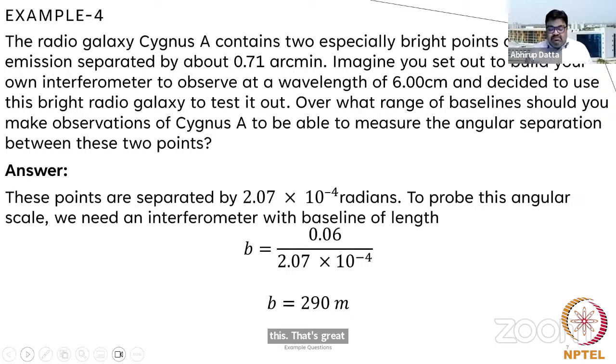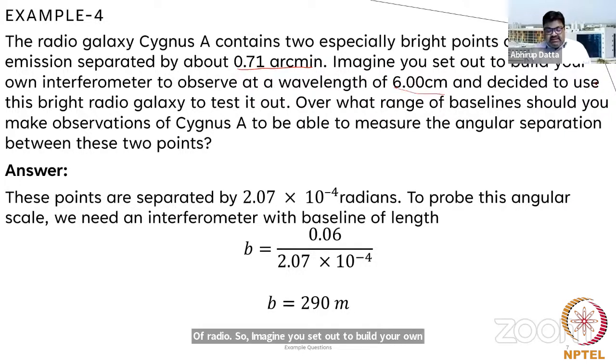Example number 4, radio galaxy Cygnus A contains 2 especially bright points of radio emission separated by about 0.71 arc minute. Imagine you set out to build your own interferometer at a wavelength of 6 centimeters and decide to use the bright galaxy to test it out. Over what range of baselines should you make observations of Cygnus A to be able to measure the angular separation between these points? So very clearly, you have 2 hotspots of the Cygnus, and they are separated by an angular separation of 0.71 arc minute.